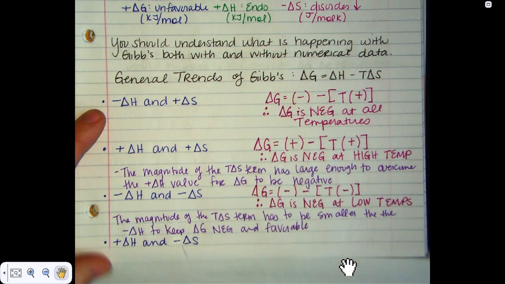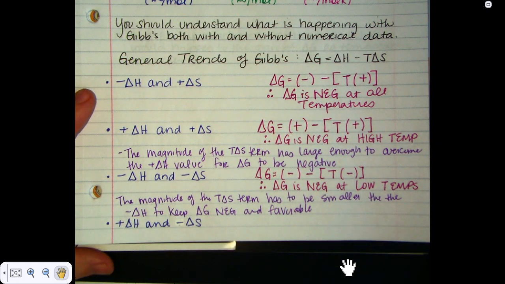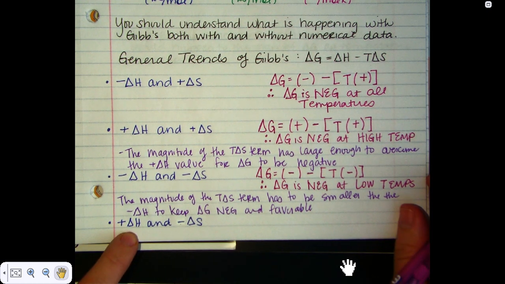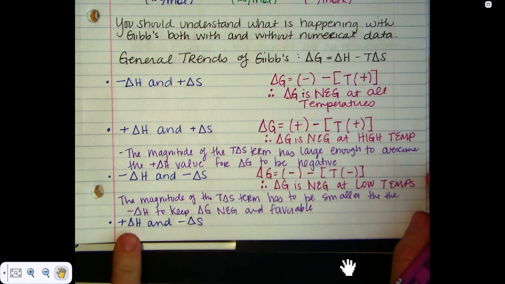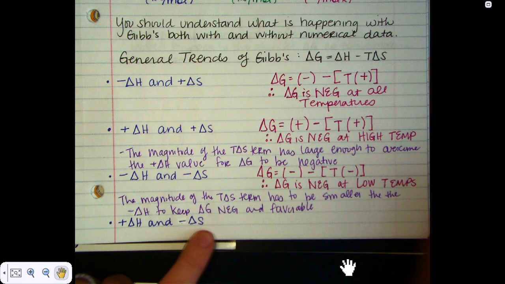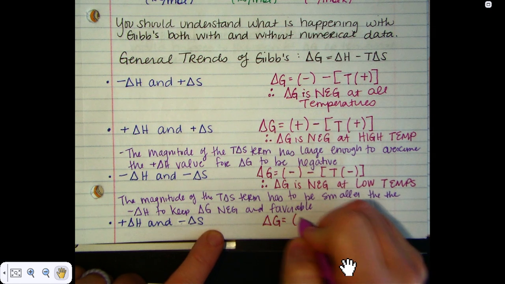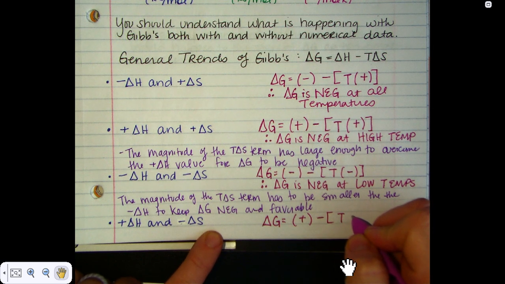All right. And then let's look at our last scenario, a positive delta H and a negative delta S. So the positive delta H is my unfavorable endothermic condition. My negative delta S is my decrease in disorder, so my more organized, less chaotic state. Neither of these are favorable conditions. And because neither of them are favorable conditions, there's no temperature at which delta G is going to be negative here.